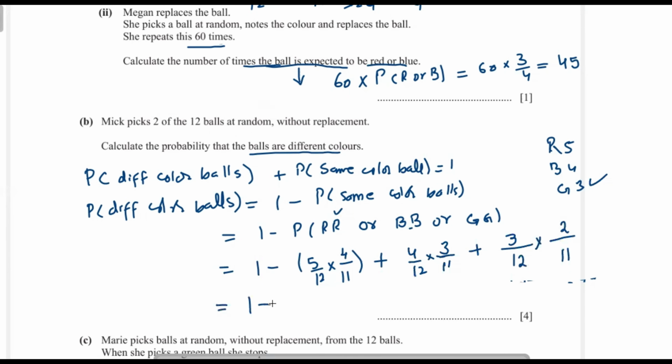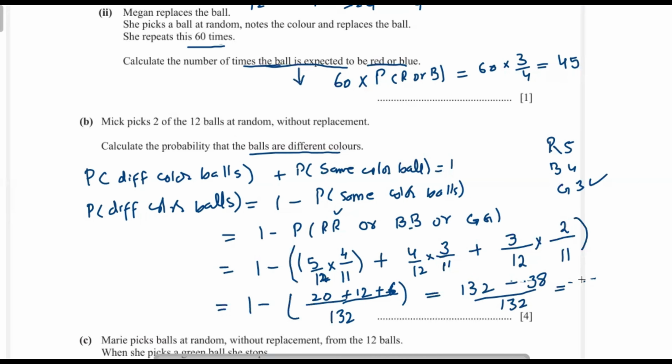Now you can see that the value equals 1 minus (20 plus 12 plus 6) over 12 multiplied by 11. Both the denominators of all these fractions are the same. Therefore, 12 multiplied by 11, you can write as 132. Now that is equal to (132 minus 38) over 132, since 20 plus 12 plus 6 is 38. That is equal to 94 over 132. Now you divide by 2, you get 47 over 66. 47 over 66 is the answer.